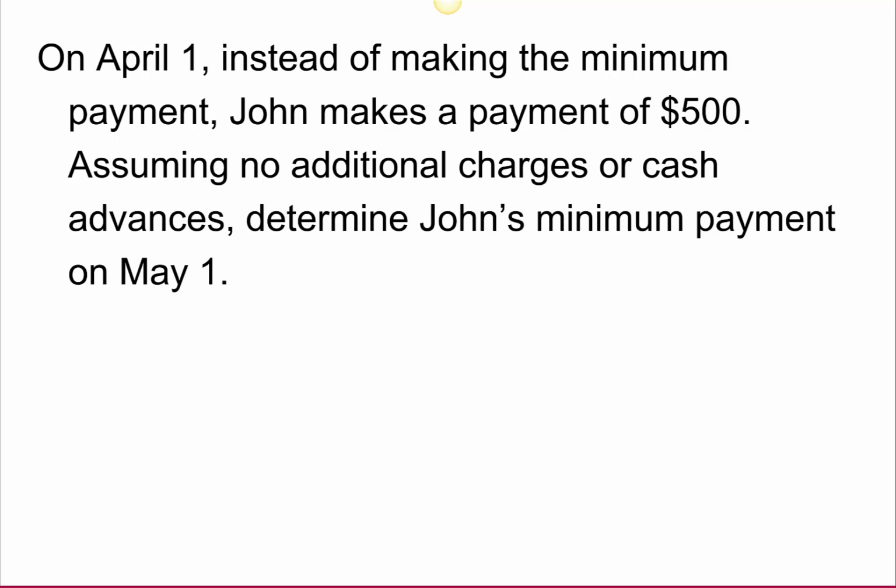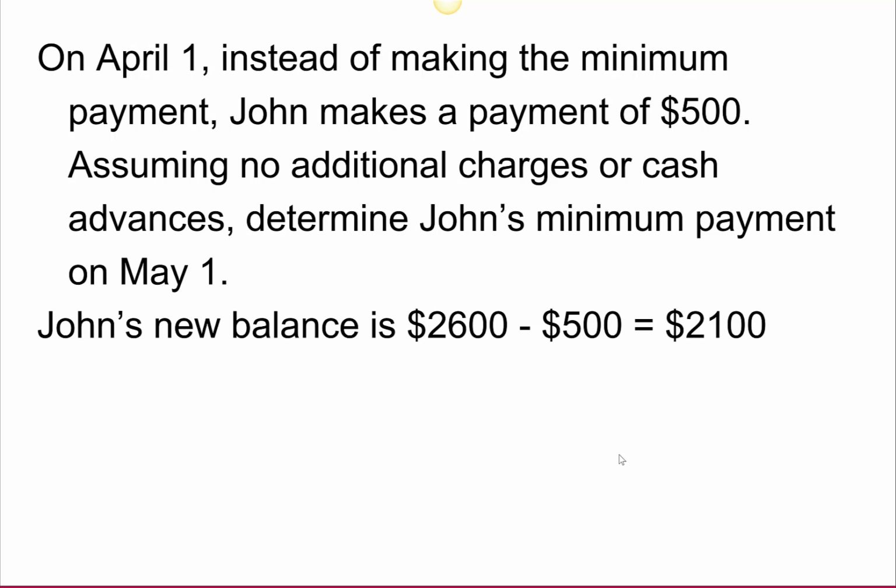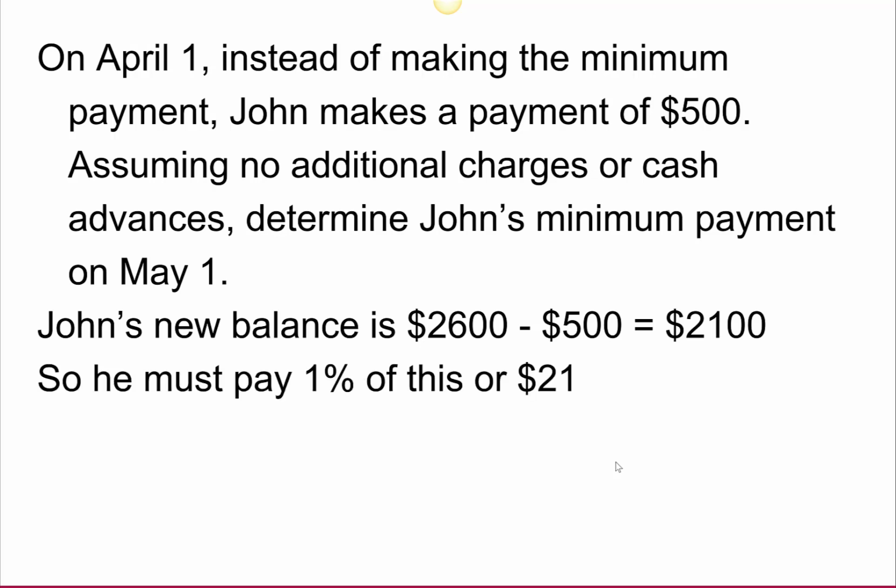On April 1st, instead of making that minimum payment, he makes a payment of $500. Assuming no additional charges or cash advances, what is his minimum payment on May 1st? So his new balance now is $2,100. First thing he's got to pay on May 1st is 1% of that balance, which is $2,100.